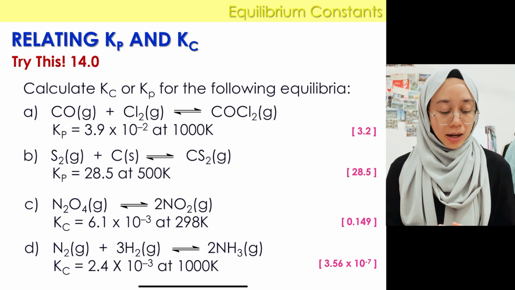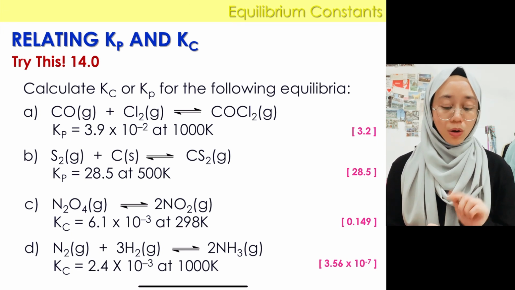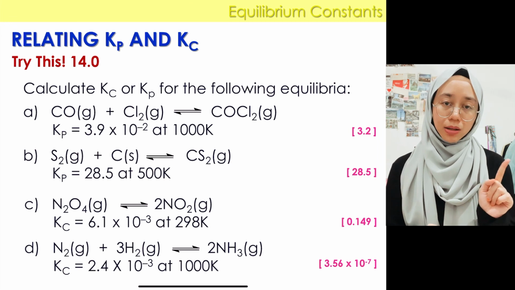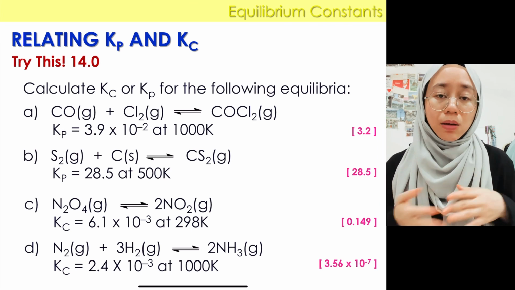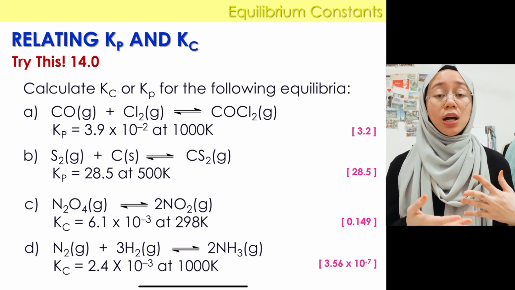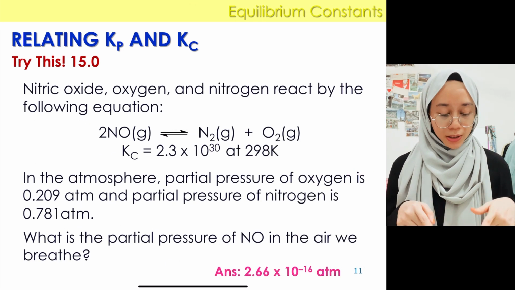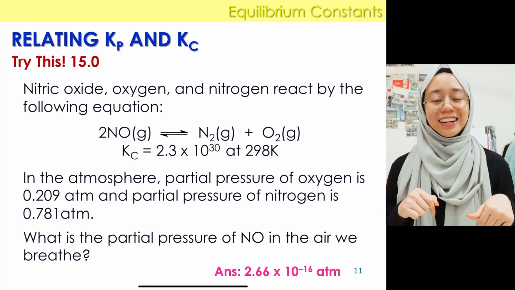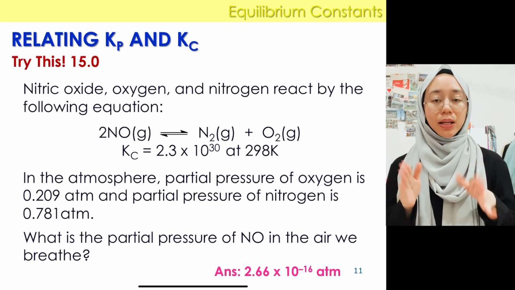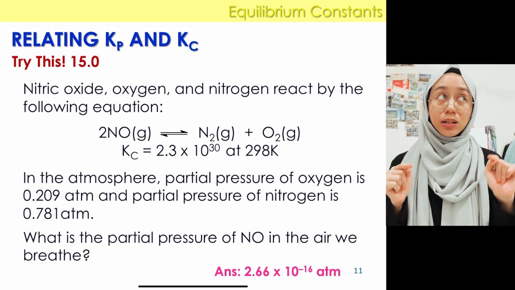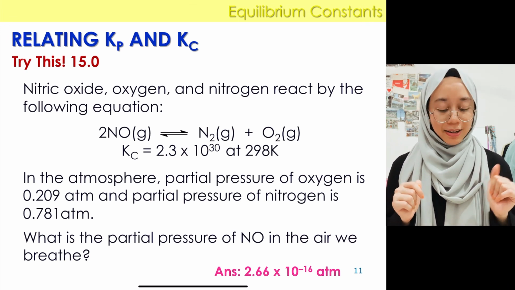And then there's also 13, try this 14.0, dah ada jawapan juga kat tepi tu, so perhatikan, try kira dahulu the delta N. Kalau delta N equals to 0, obviously Kp equals to Kc, tapi if it's not, then just use the equation to look for Kp or Kc. And then there's also this one here, nanti try je lah. Very simple ni, by using the relationship of Kp and Kc, yang Kp equals to Kc RT to the power of delta N, you can find either Kp or Kc. Okay, alright, itu sahaja.